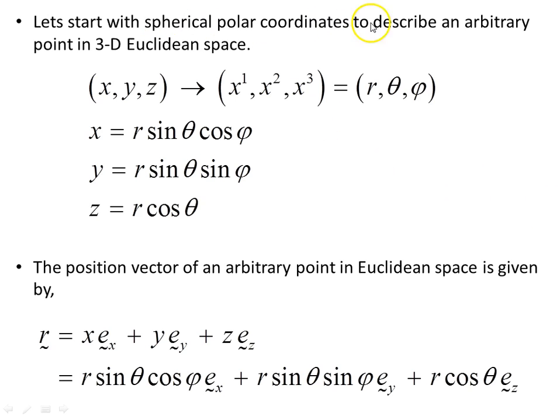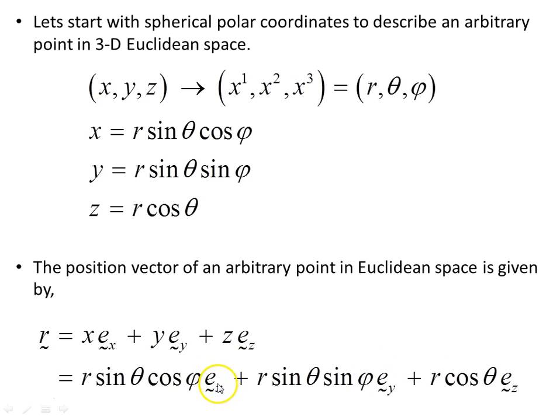Alright, so let's start with spherical polar coordinates to describe an arbitrary point in three-dimensional Euclidean space, x, y, z. We'll call the coordinates x1, x2, x3, and r, theta, phi. Now, x is r sin theta cos phi, y is r sin theta sin phi, z is r cos theta. The position vector of an arbitrary point in Euclidean space is given by this object here, and if we put in the spherical polar coordinates, it takes this form here.